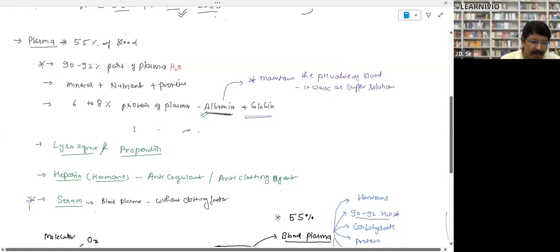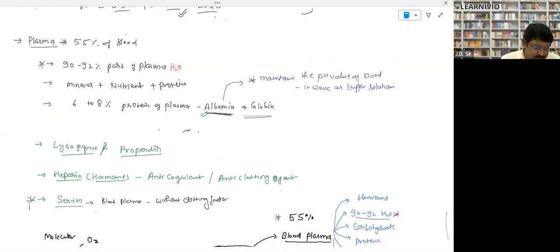Then there are lysozyme and properdin, which are also found in the plasma. Lysozyme is an antibacterial. It kills the bacteria and prevents entry of antigens and all that. And there is one more thing, that is properdin. Properdin is a type of protein. It is always found in the plasma. It will also destroy the bacteria and toxic substances.